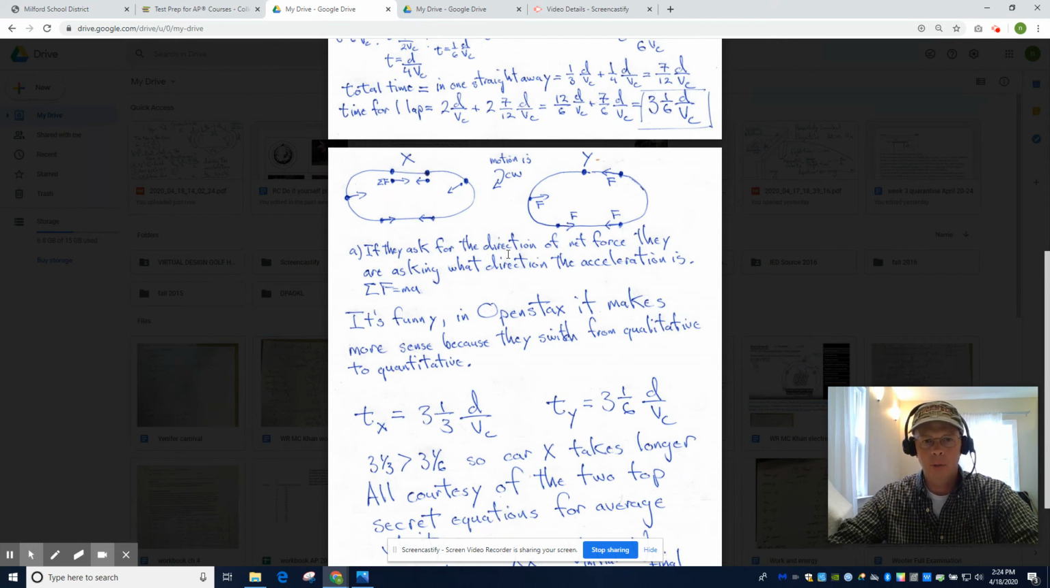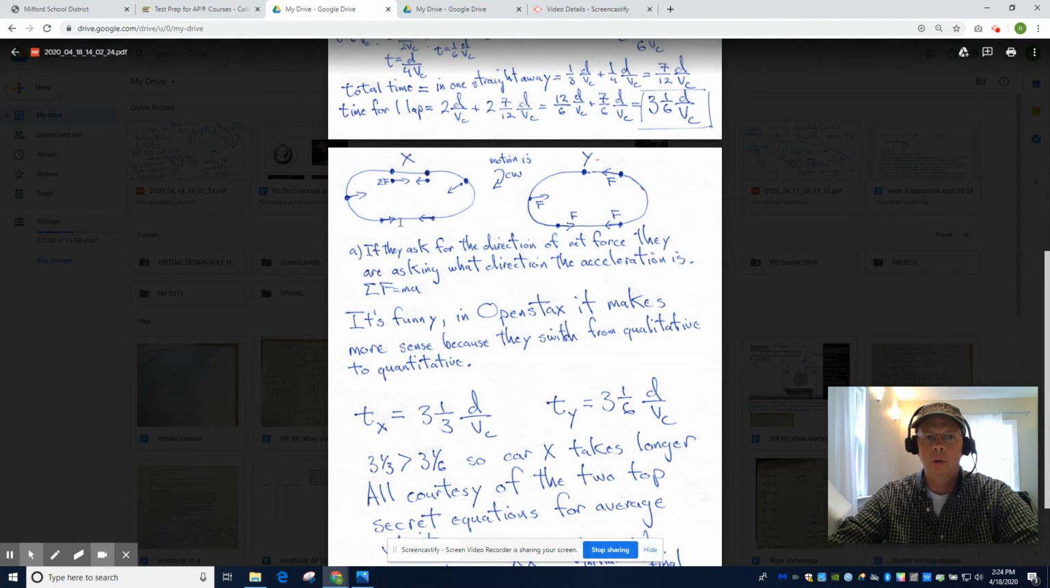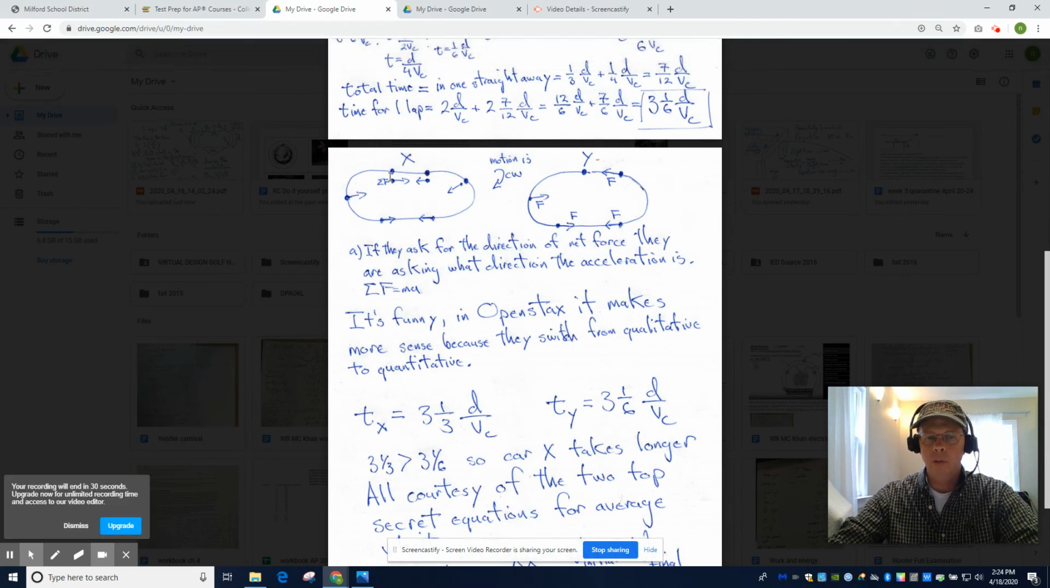All right, so the easy part of the question is, what direction are these forces? And if they ask for the direction of the net force, they're really asking for the direction of the acceleration. So for X, if it's in the first half of the straightaway, it's speeding up. The tires are throwing it forward. If it's in the second half of the straightaway, it's slowing down. So the tires are pulling backwards. If it's going through a turn, the net force is centripetal. Its speed is constant, and so the net force is inwards.